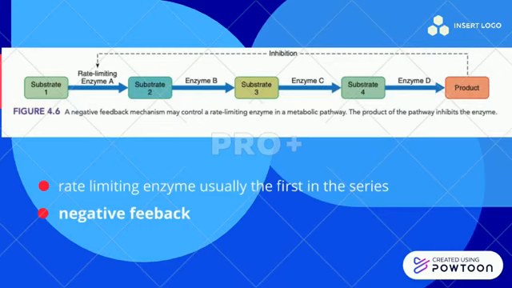For some of these metabolic pathways, the product of the pathway inhibits the rate-limiting enzyme. This type of feedback is called negative feedback. Negative feedback works in which when there's a buildup of a product, this product in turn stops the rate-limiting enzyme from synthesizing more product. But when there's a decrease of this product concentration, it activates the rate-limiting enzyme, creating more product.